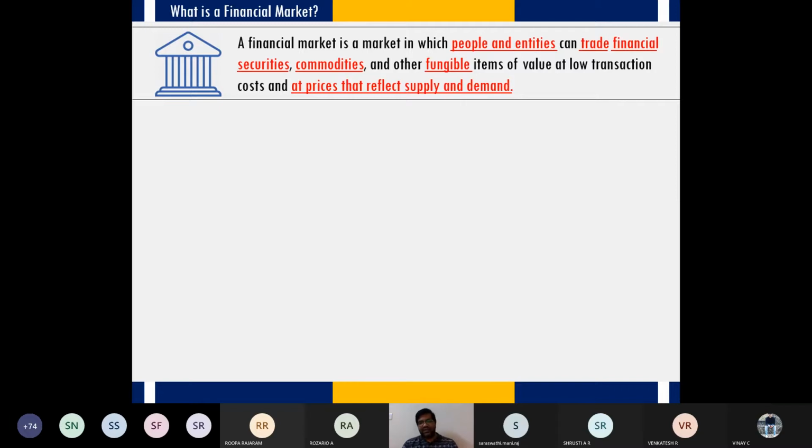So if you have to simply explain what is a financial security, the answer is it is the claim of the investor in the company represented in the form of a document, which can be a physical document or it can be a virtual document. So that's the reason it is called a financial security, right?